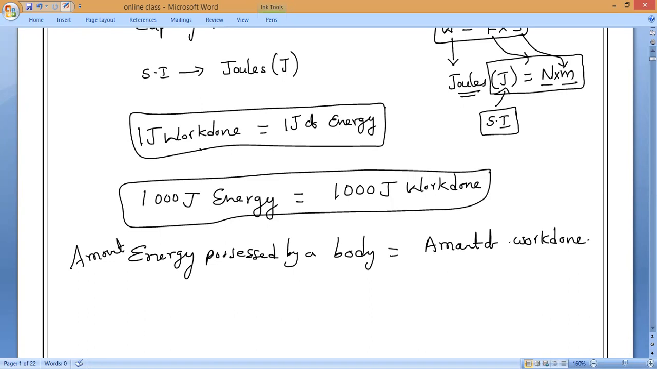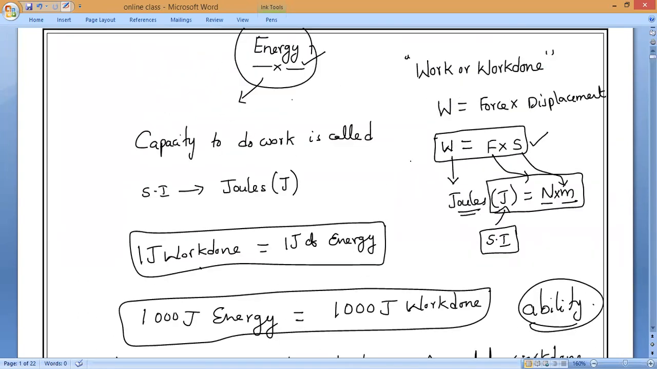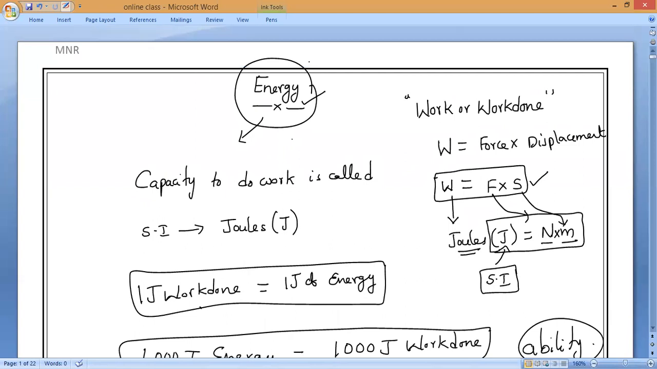So energy means we can say it is the capacity or ability to do the work. The ability of a body to do the work is only called energy. So both work and energy, what is the SI unit of work and energy? Everybody? Joules. Joules only. Please kindly remember. But for work, instead of joule, we can also write Newton meter. That is what you have to remember.